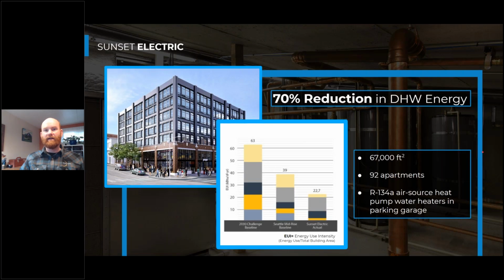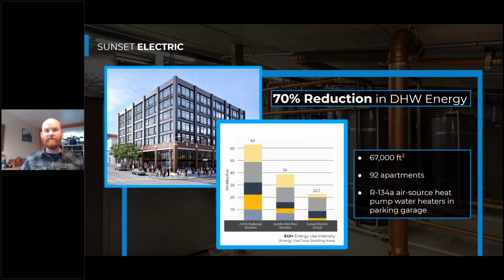And this isn't a brand new thing. This has been proven. It's been implemented both in the Seattle area, in Washington State, and other colder areas of the US. Even on the East Coast, of course, where we actually get some significant snow. But this here is Sunset Electric. It's an apartment building in Capitol Hill, right by the East Precinct Police Station. And this project has been operational for at least 10 years now, and there's a 70% reduction in the domestic hot water load.